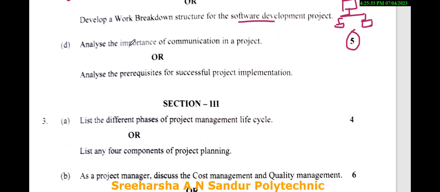Then you have: analyze the importance of communication in a project. So this is for 5 marks. And analyze the prerequisites for successful project implementation. This word analyze, actually you have to take up and analyze how or why the communication in the project is important. So this will be a part of explanation or explaining communication in the project.